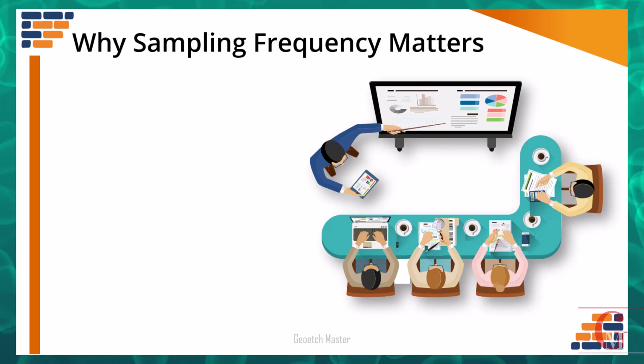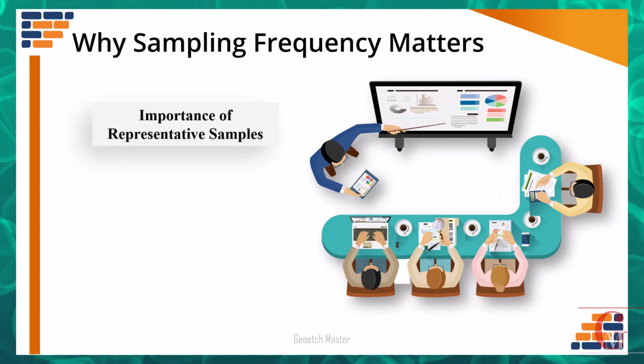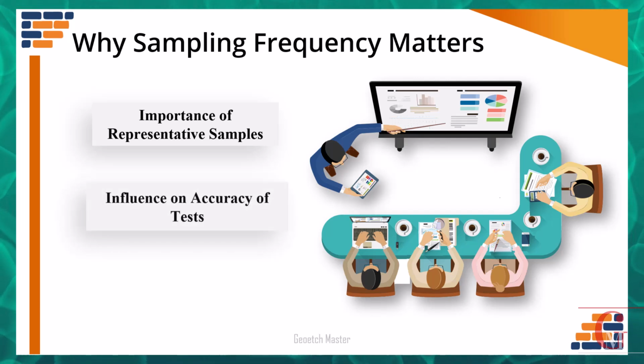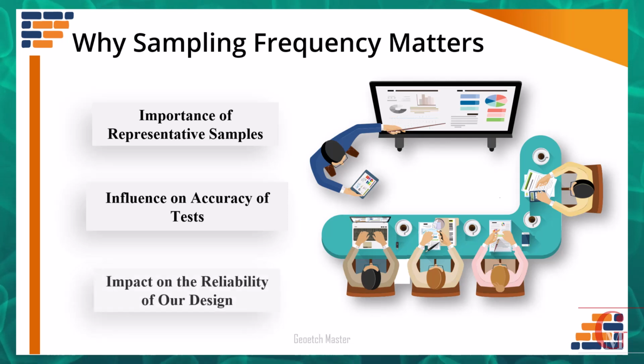So why does sampling frequency matter? The first thing to remember is that we need to get representative samples. This means the samples we take need to be like a mini version of the soil or rock we're investigating. They should accurately reflect the conditions of the subsurface and be in the same state as the soil or rock in situ. If our samples aren't good, then any tests we do won't be worth much. In other words, our interpretations will be wrong, and our designs will be dodgy at best.